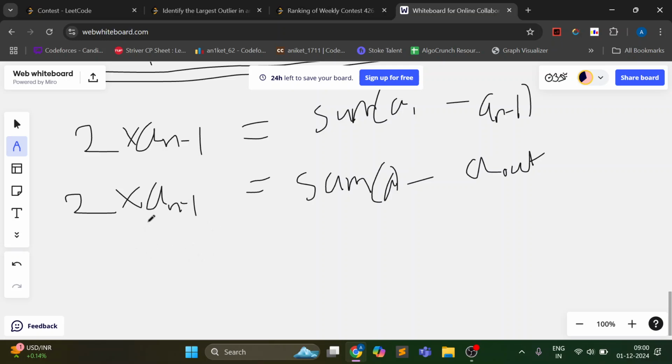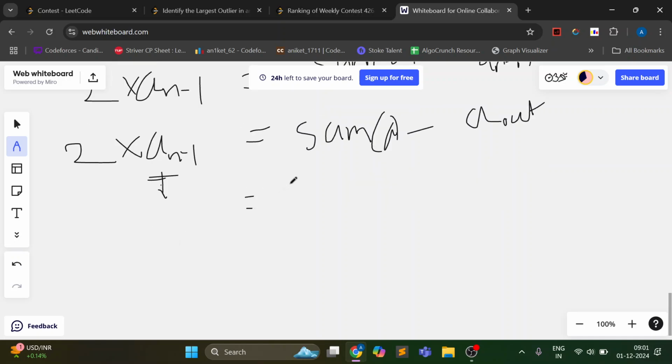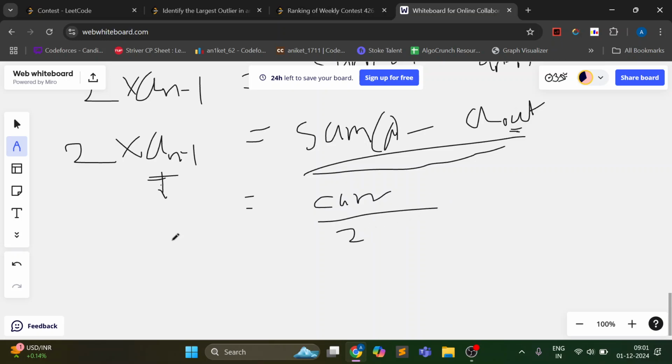Now, to have this condition satisfied, we just need to check if there is an element which is equal to an minus 1. How can we check that? We can find this value by considering an index as outlier. So iterate over all the array and find this current as sum, which is sum of whole array minus the current element, which is considered to be outlier. Now current divided by 2 should be equal to any of the elements in the whole array.